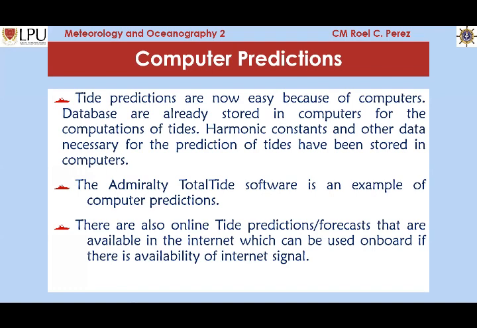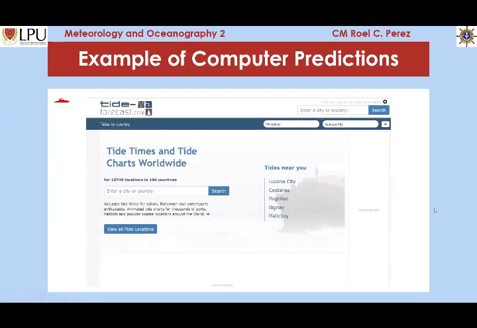There are also online tide predictions forecasts that are available in the internet, which can be used on board if there is availability of internet signal. No? Of course, a lot of vessels now, almost all, are now provided with the internet. Okay, so here is an example of online tidal prediction. So marami ito, this is only an example.